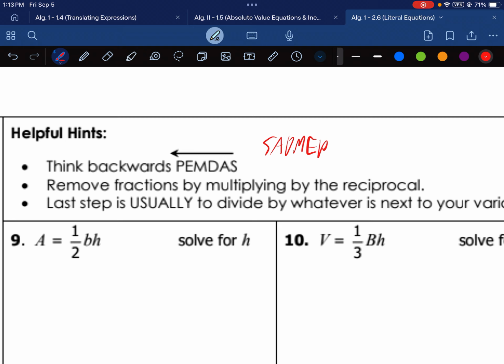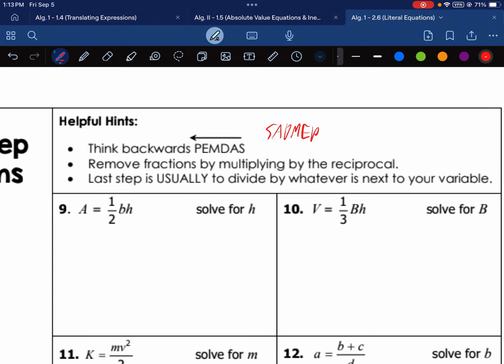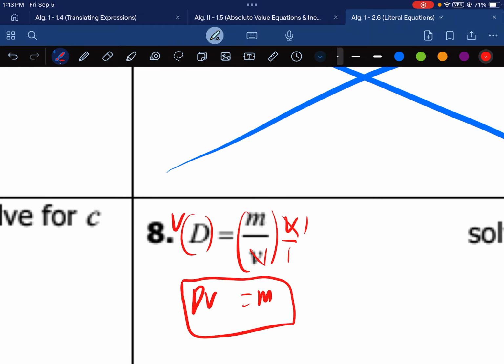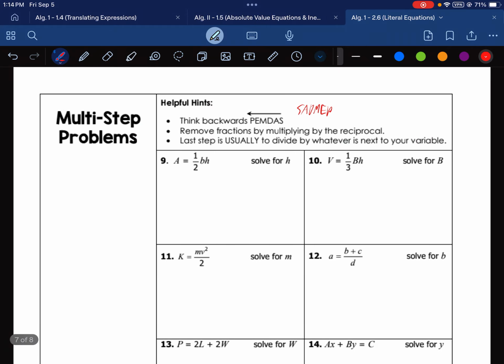Remove fractions by multiplying by their reciprocal, aka when fractions are multiplying with things, that's when we multiply by their reciprocal. If they're adding with things or subtracting with things, we do not do that. And then last step is usually to divide by whatever's next to your variable, usually because there are problems like we just had, for example, where we didn't divide, we multiplied because it was being divided. But the key thing here is really to remember SADMEP and the same steps you would if it was a problem with numbers rather than a problem with variables.